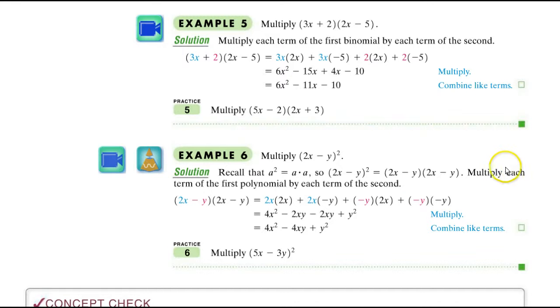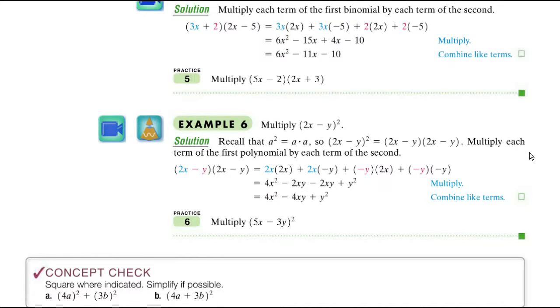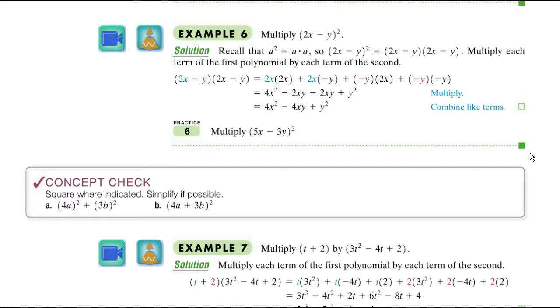Now, when you have something like what we see in example 6, here we call it squaring a binomial. So again, there's a special method, but we'll do the traditional one, where in effect we just write it twice.